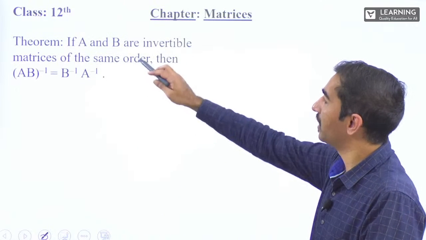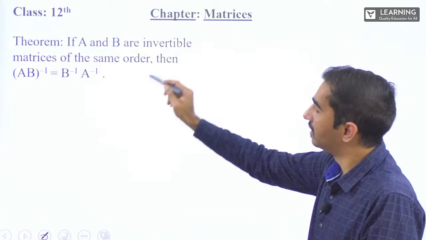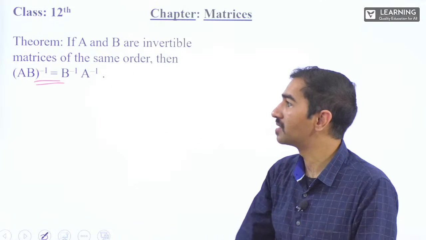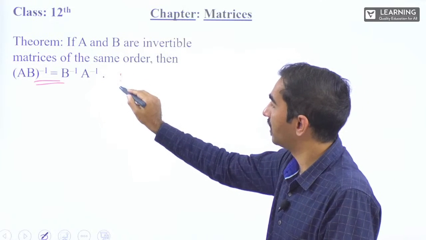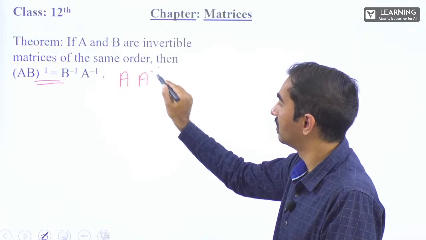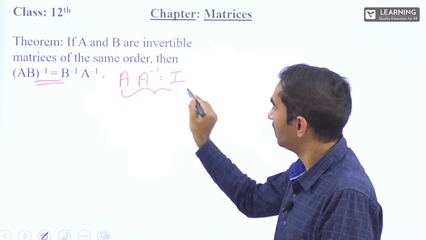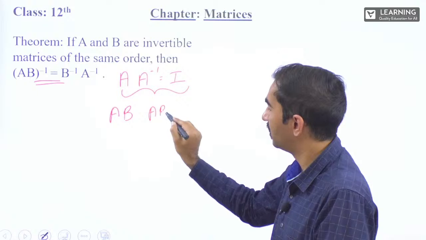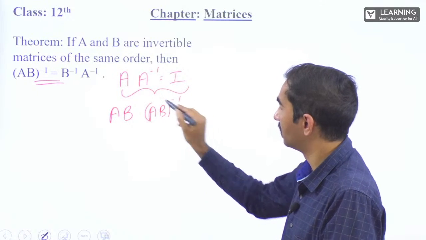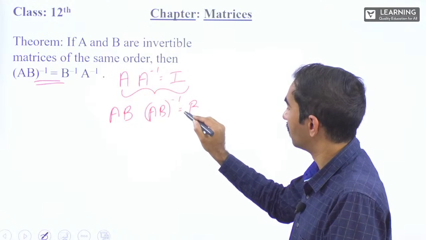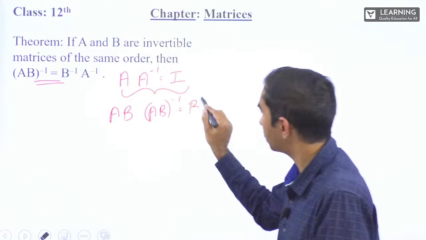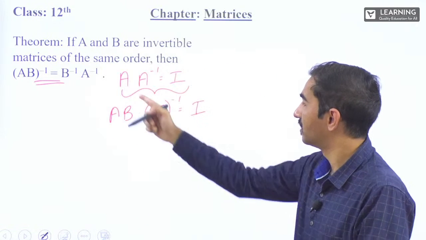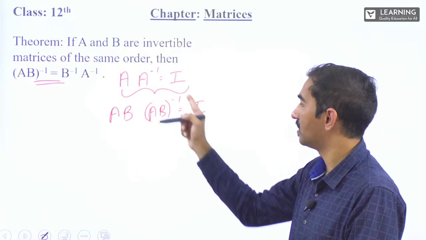Next theorem. If A and B are invertible matrices of the same order, then again we have to prove this: AB the whole inverse is equal to B inverse into A inverse. To start with this proof, what do we know already? A dot A inverse is equal to I. Similarly we can write, students, AB dot AB the whole inverse will be equal to I again. This will be equal to I.